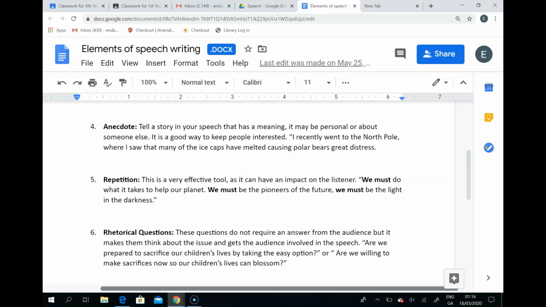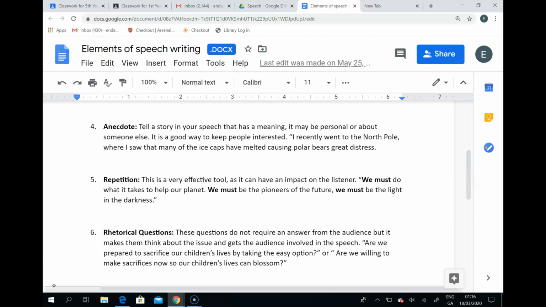Number 6, rhetorical questions. We all have heard these before. Questions that do not require an answer from the audience, but it makes them think about the issue and gets the audience involved in the speech. "Are we prepared to sacrifice our children's lives by taking an easy option? Or are we willing to make sacrifices now so our children's lives can blossom?" Most people will answer yes to that. They don't have to answer it out loud, but you're making them think about the question. You're making them think about what is their answer.